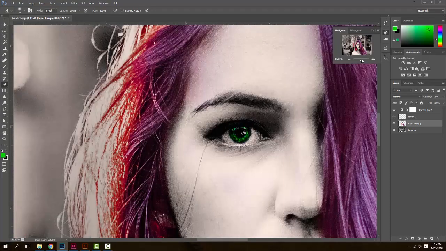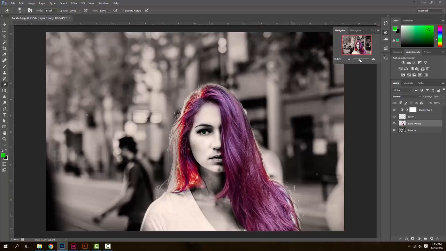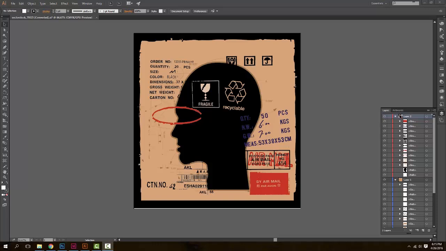However, when you start zooming into a file, you lose a lot of detail. You get a lot of aliasing involved, a lot of pixelation. It looks like crap. That brings us to number two, and that is Adobe Illustrator.